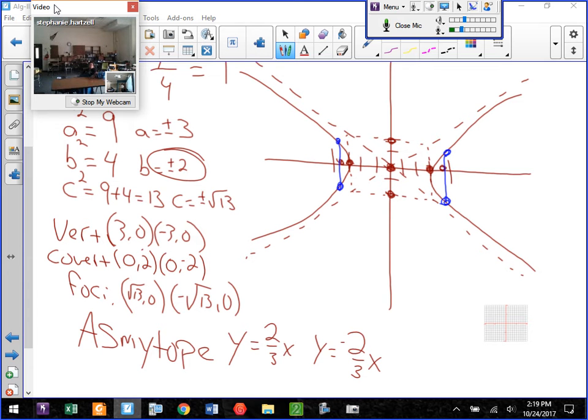I'm trying to be an adult and it's not working right now. It's called a latus rectum. Rectum? It's just funny.